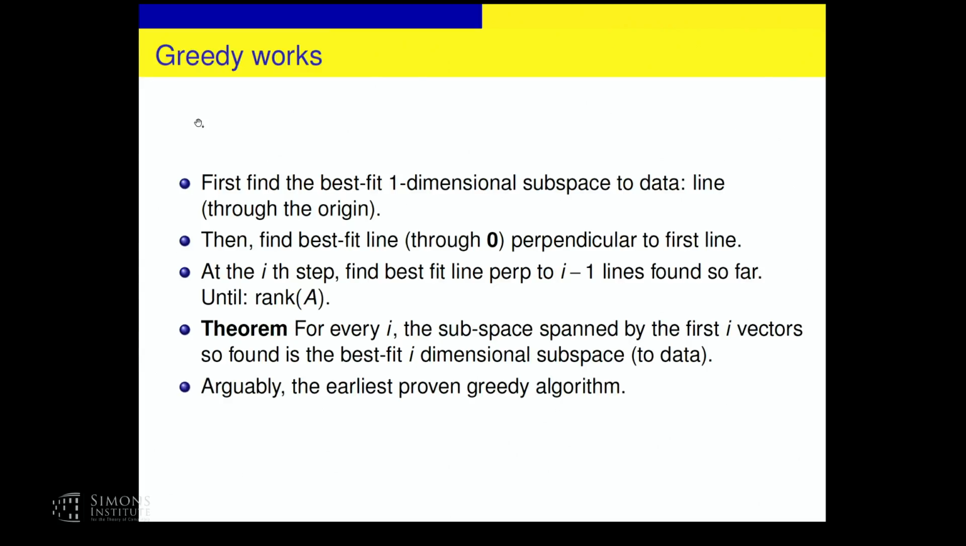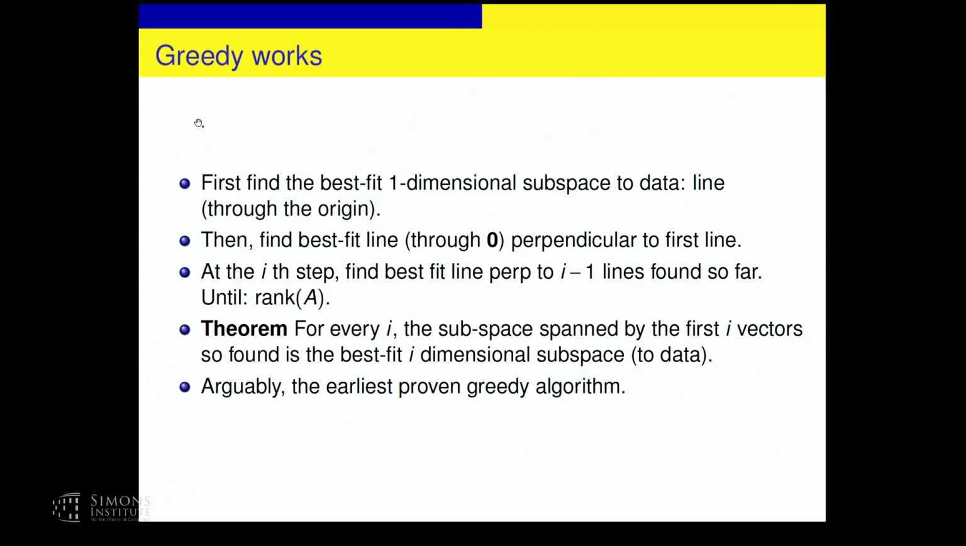So arguably the earliest proven greedy algorithm. Of course, I think other greedy algorithms have been suggested before this, but in terms of proving that it works and gives you the correct answer, perhaps this is. I mean, this probably predates certainly spanning tree and max flow. Any murmurs of dissent? No.